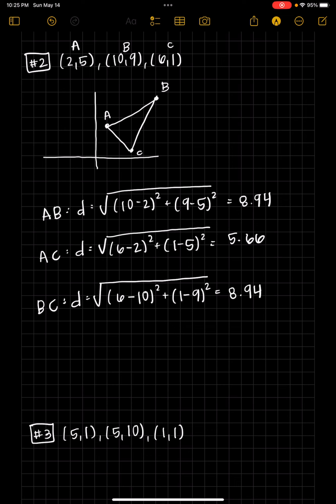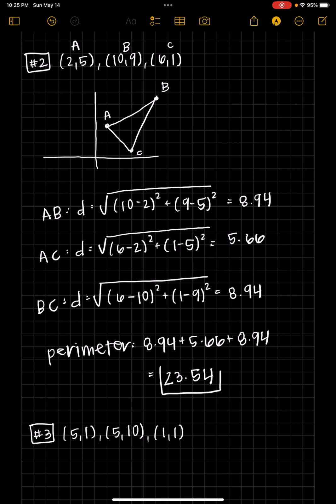All right, so now to find the perimeter, we just add all of these sides up together. So we're going to say 8.94 plus 5.66 plus 8.94 again, which would give me 23.54, and that is my perimeter. Okay, awesome. So that's how we find perimeters.